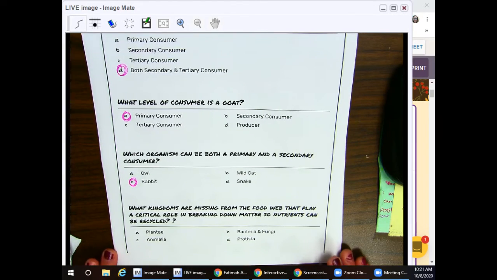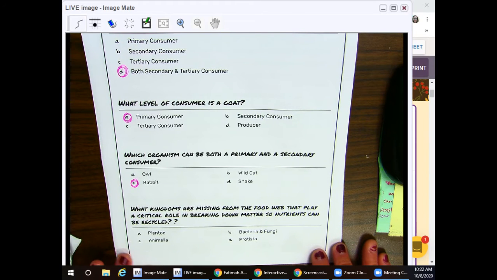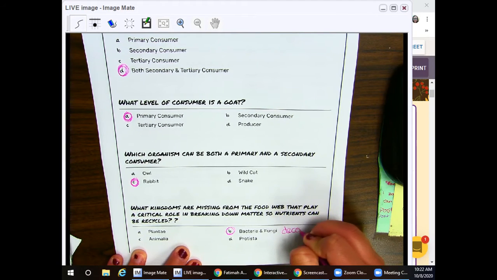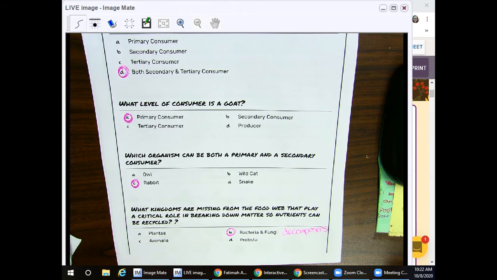What kingdoms are missing from the food web that play a critical role in breaking down matter so nutrients can be recycled? The bacteria and the fungi, those are our decomposers. And every food web and food chain does have decomposers.